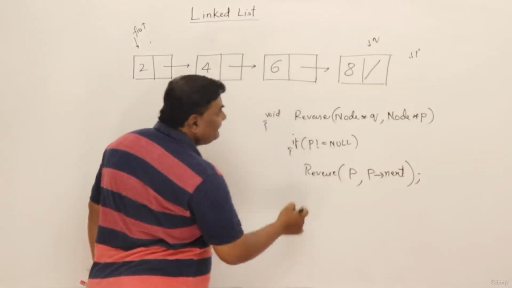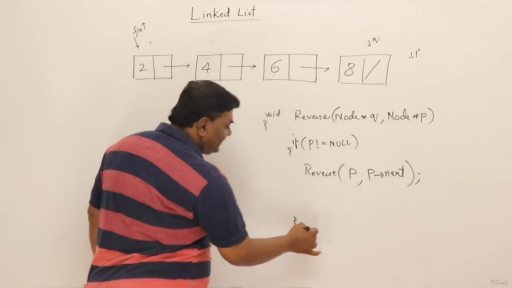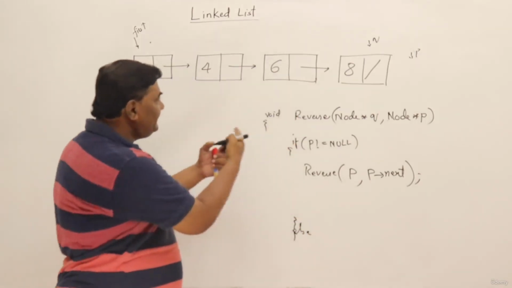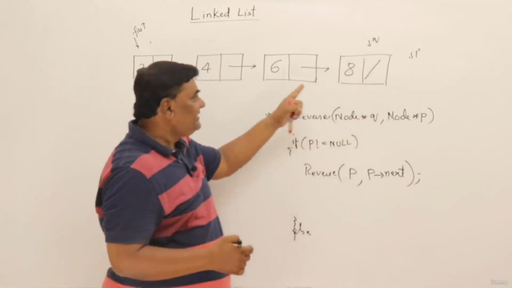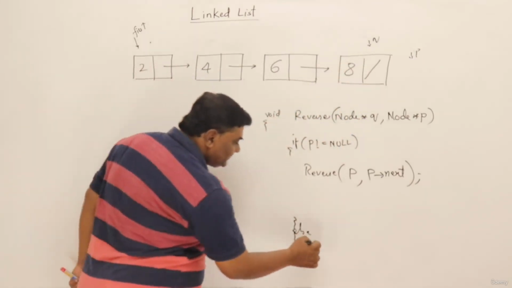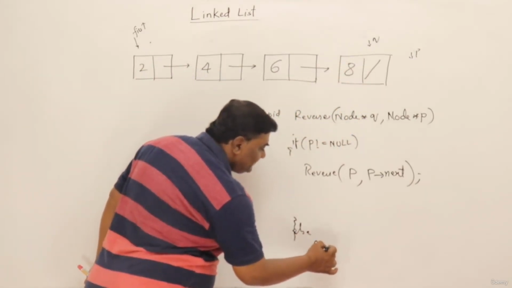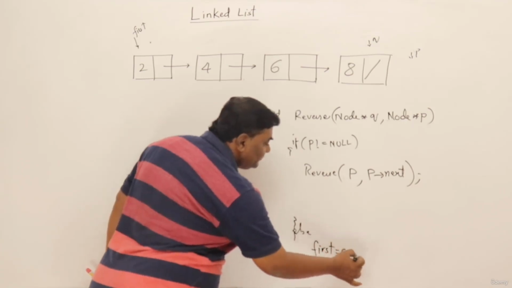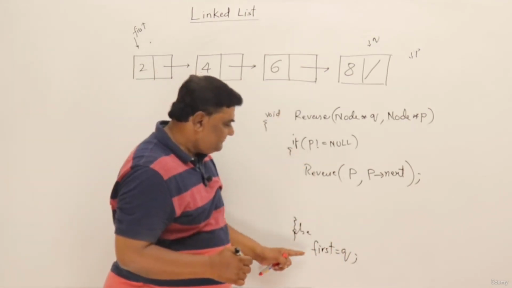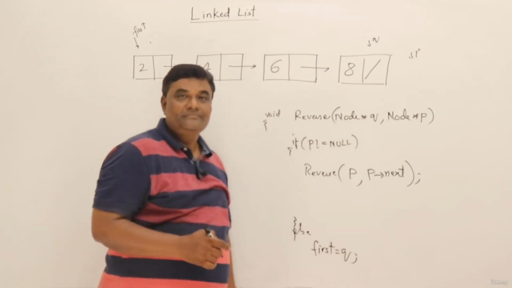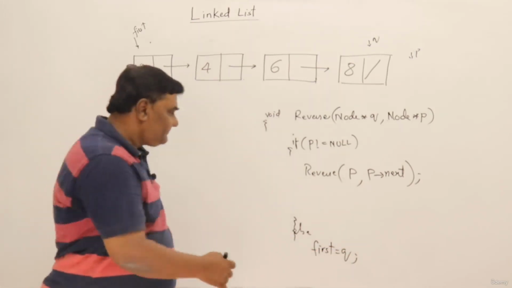At that time, when P became null, what should I do? Now I will be returning back. So this is first. I should make first point on that Q. So first should point on Q. When should I do this? When P became null. If P is not null, it was calling. When P is null, first becomes Q. Now it is returning.